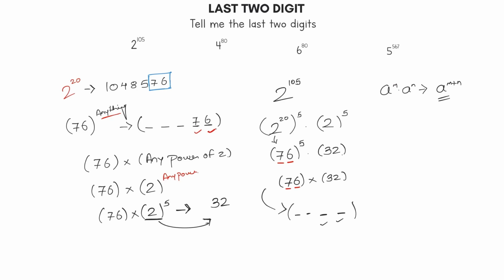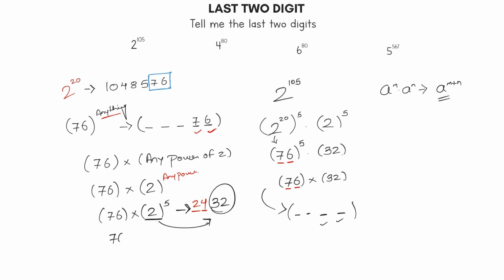In case you want to check it, just multiply. 76 into 32 is what? First multiply that. 76 into 32 is 2432. It's 2432. But what do I know? The last two digits are 32, which is nothing but this only.